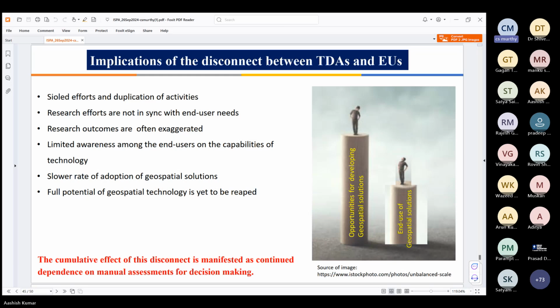Because of this, the disconnect is not between TDAs and EUs alone. Within the TDAs, particularly the government sector TDAs, there is a lot of disconnect. Based on our observations, my observation particularly, I have documented these points. A lot of siloed efforts or duplication of activities are happening in the TDAs, particularly of the government sector.